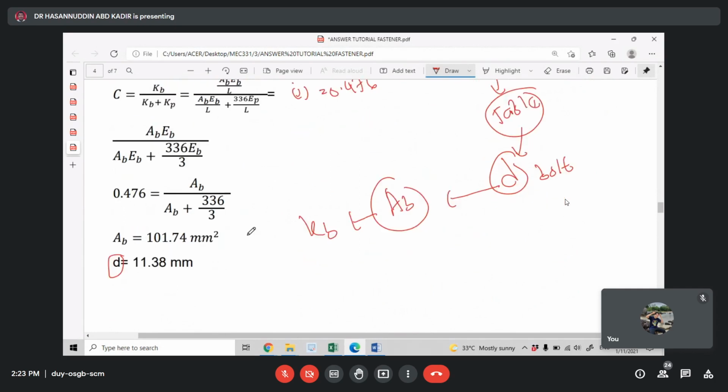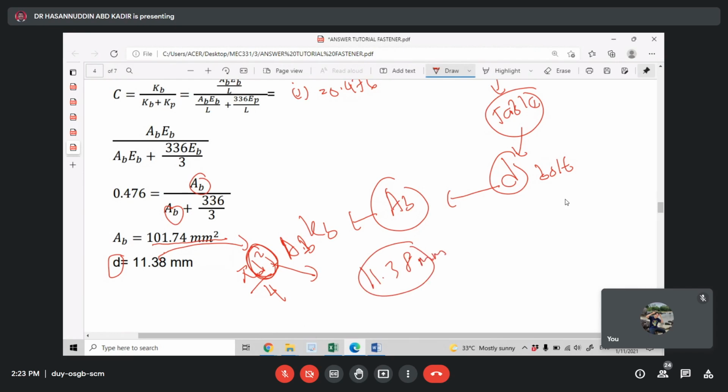So lastly you will get the value of AB in terms of this one. From here you can do it by D square over 4, and you can get the value of AB. Then you can get the value D. So D is basically for the bolt, the value of the bolt.